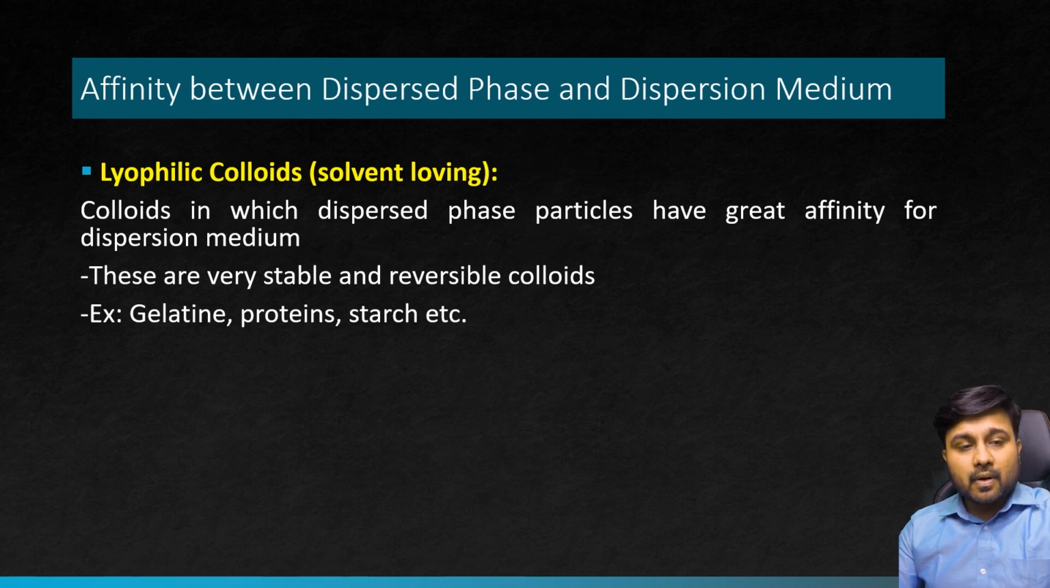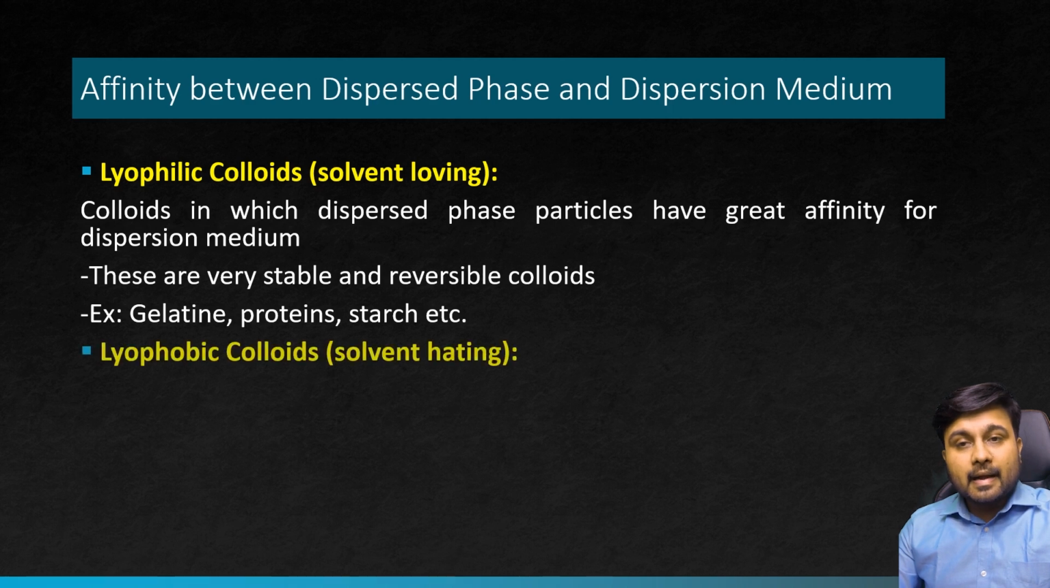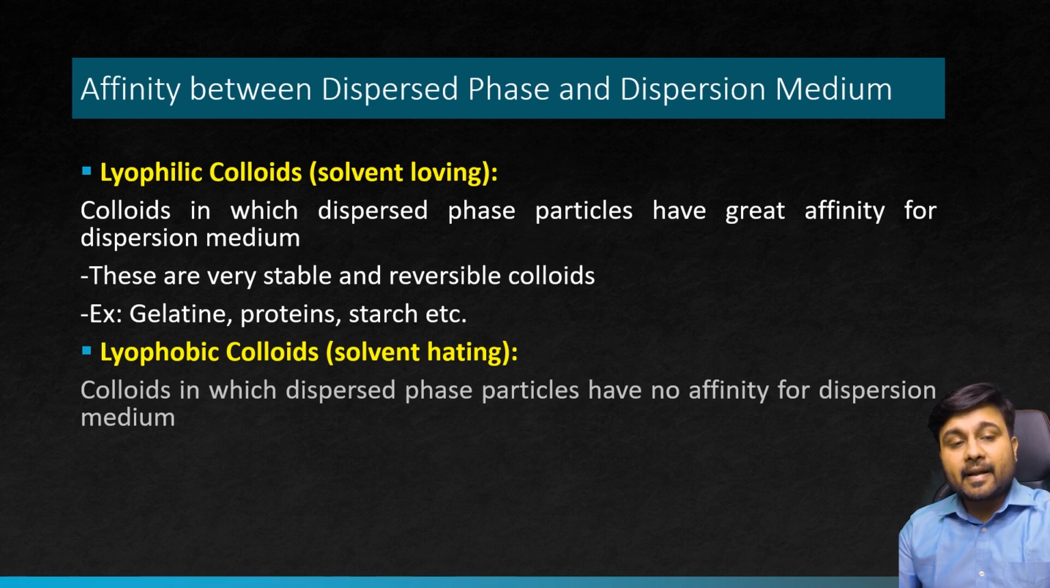The other type of colloids is the opposite of this. Instead of love, they will have hate towards each other. The dispersion medium and dispersed phase actually hate each other, so those are solvent-hating colloids. Colloids in which the dispersed phase particles have no affinity at all for the dispersion medium are called lyophobic colloids.